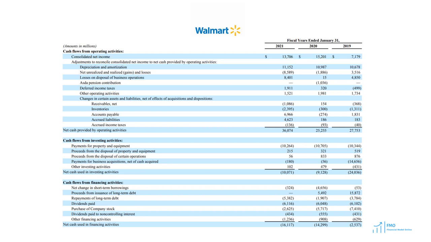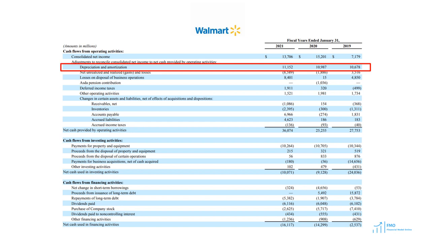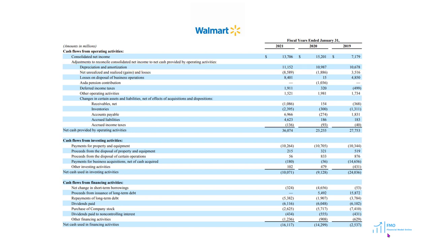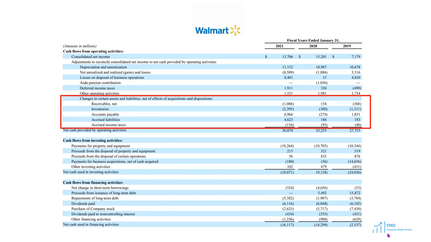And the biggest adjustment is depreciation and amortization expenses, and this is usually true for other companies as well. Depreciation and amortization represent non-cash expenses, and these expenses are included in the cost of goods sold and SG&A, and therefore we deduct them from the revenue. So we have to add them back to the net income to arrive at the cash coming from the operating activities. After the depreciation or amortization, we've got the adjustments related to the changes in operating assets and liabilities.